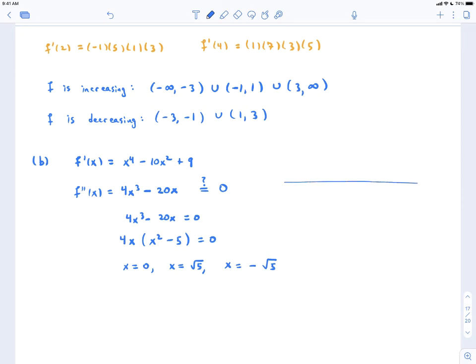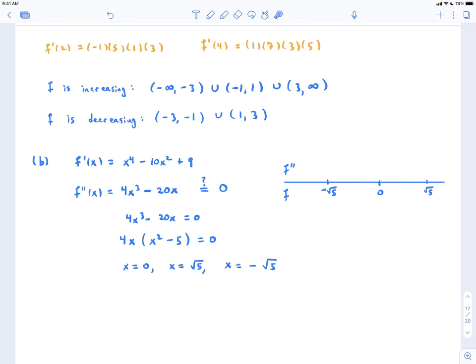Let's just check right here. Let's draw a little number line. We'll put f double prime and f, and the numbers we want to consider are the opposite of the square root of 5, 0, and the square root of 5. Okay, now again, we just want to check whether the second derivative in this case is positive or negative on these intervals. It's 0 at these points, and we just want to check whether it's positive or negative in between.